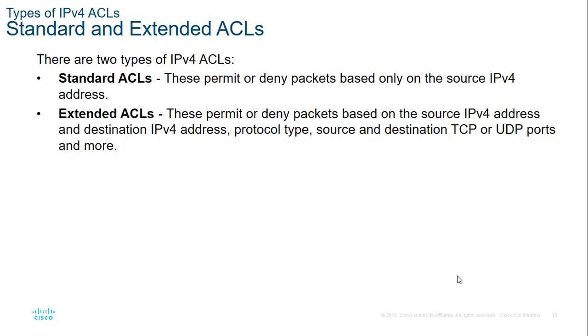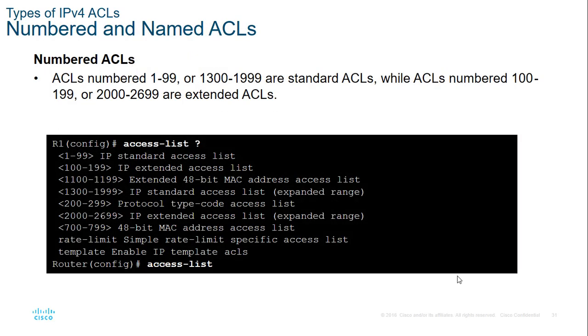Then an extended ACL permits or denies packets based on the source IPv4 and the destination, and it can also take a look at the TCP or UDP packet, meaning is it FTP? Are we blocking web traffic? Are we going to block email? That is all listed in here for you to work with. Okay, so you can have access-list 10 permit 192.168.10.0 0.0.0.255, which means I'm going to block the 10 network. That would be an example of a standard ACL.